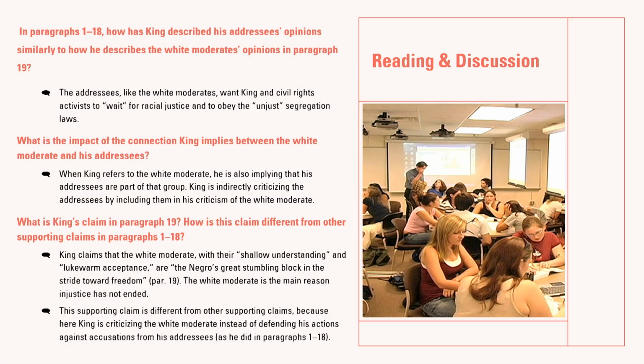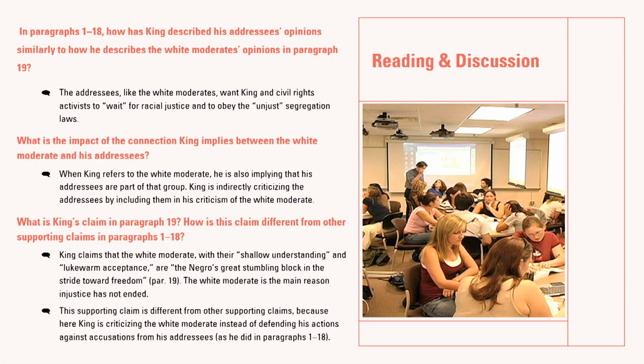When King refers to the white moderate, he is also implying that his addressees are part of that group. King is indirectly criticizing the addressees by including them in his criticism of the white moderate. And lastly, what is King's claim in paragraph 19? How is this claim different from other supporting claims in paragraphs 1 through 18?